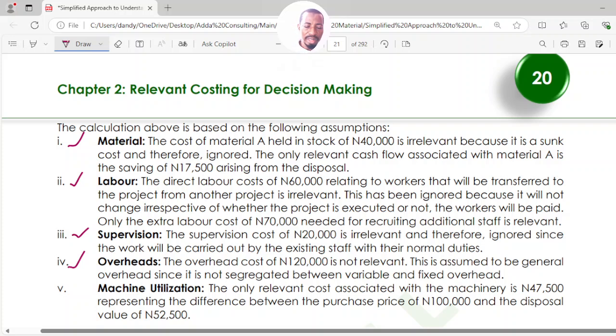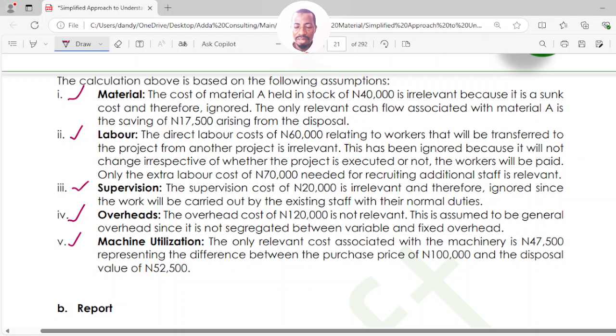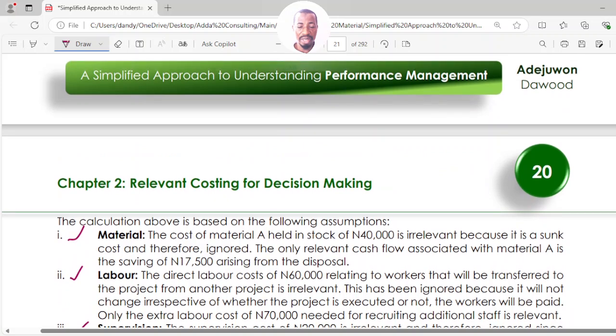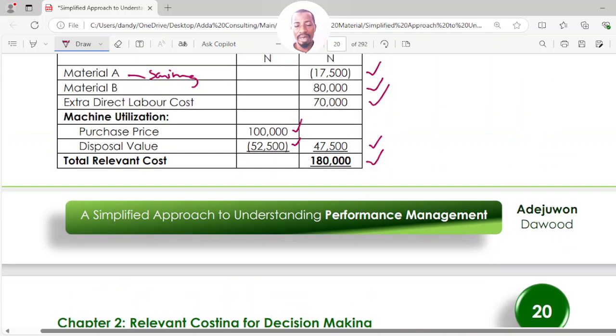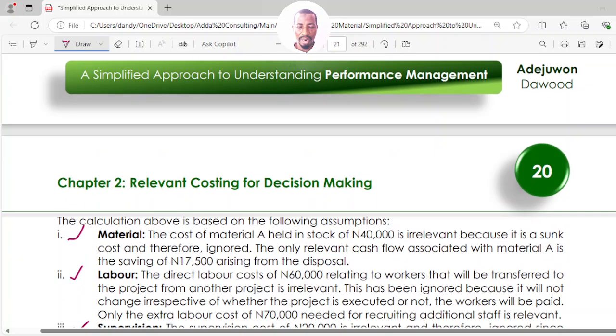Then the last one is machine utilization. The only relevant cash flow associated with machine utilization is the 47,500 naira, representing the difference between the purchase price of 100,000 naira and the disposal value of 52,500. When you do this, that is only when you'll be able to earn your full mark. So whether you are asked or not, each time you solve a question under relevant costing, it is expected that you are going to state your assumptions.